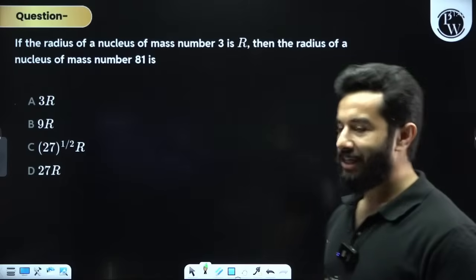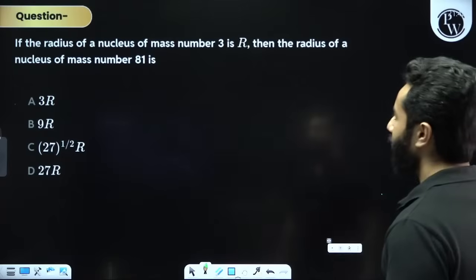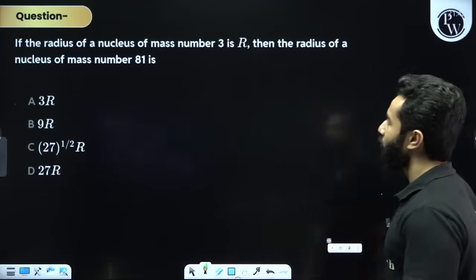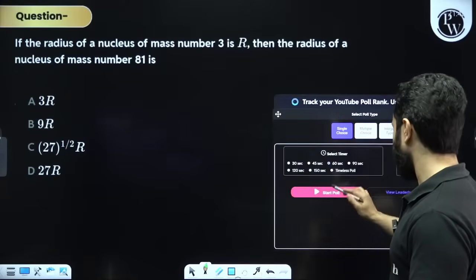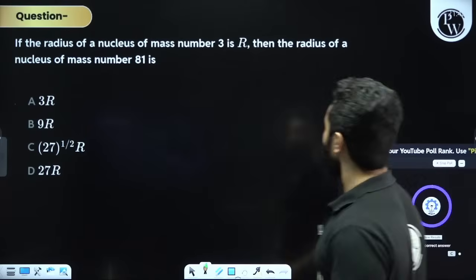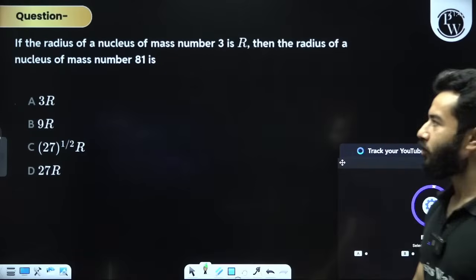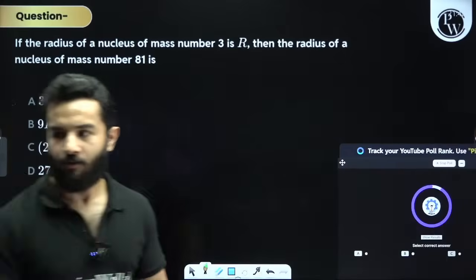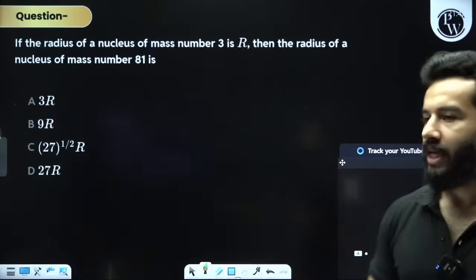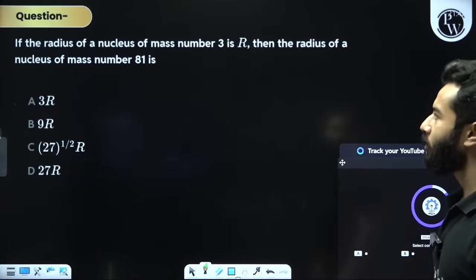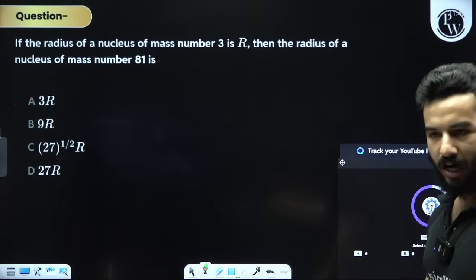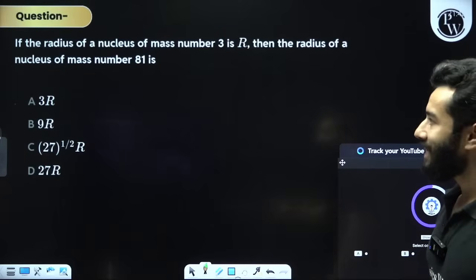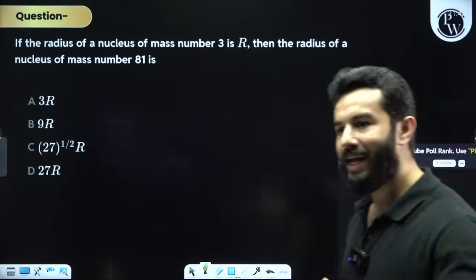If the radius of a nucleus of mass number 3 is R, then the radius of the nucleus of mass number 81 will be. Quick, find the answer. If the radius of a nucleus of mass number 3 is R, then the radius of nucleus of mass number 81 will be.